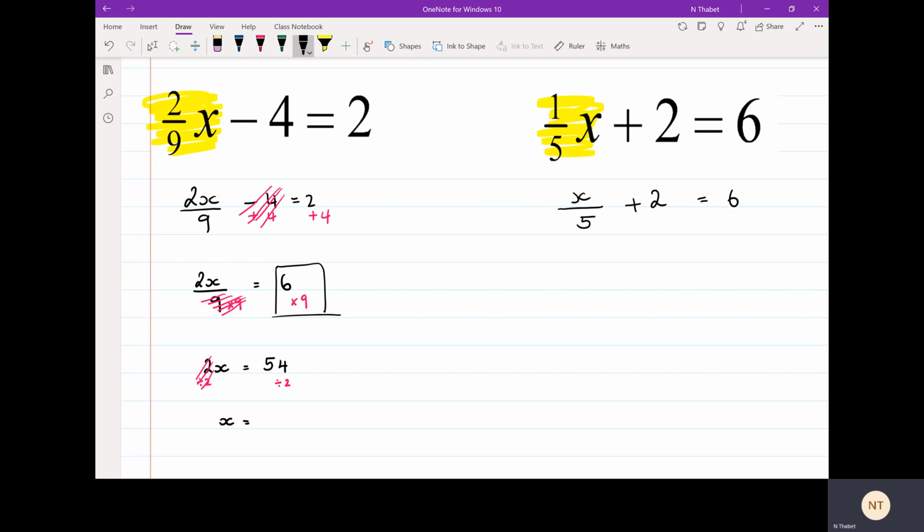And then the 54 divided by 2, if I do it there, you've got your 2 goes into 5 twice. And I've got the 4, I subtract. So that's a 14. So it is 27. So x is 27.